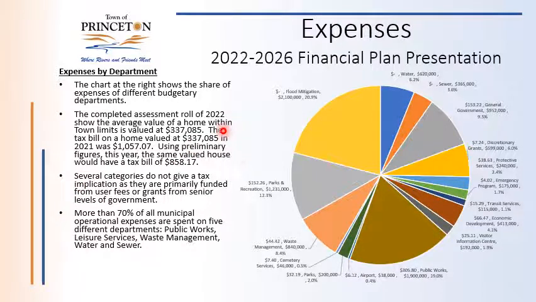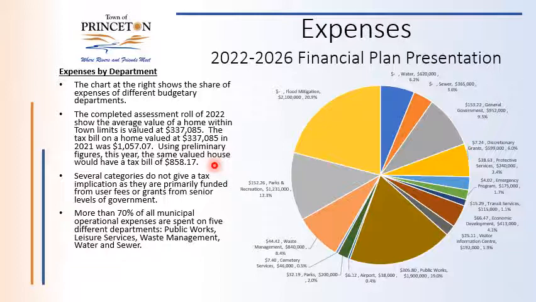So, expenses. This pie chart explains largely what percentage of each part of the municipal budget is devoted to each department. Share of expenses of different budgetary departments. That's a good way of putting it. I should just read the slide sometimes. The measure of taxes in the municipality.